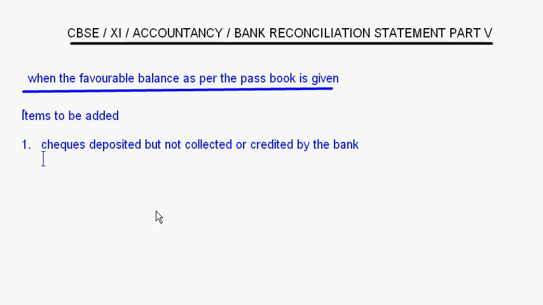The first one, checks deposited but not collected or credited by the bank. When the checks are deposited, the amount is added to the cash book, right? So as soon as we deposit some check, it is added to the cash book, but the bank will add it only when it is collected. So this basically increases the cash book balance, but the bank balance is still less. So this amount should be added.